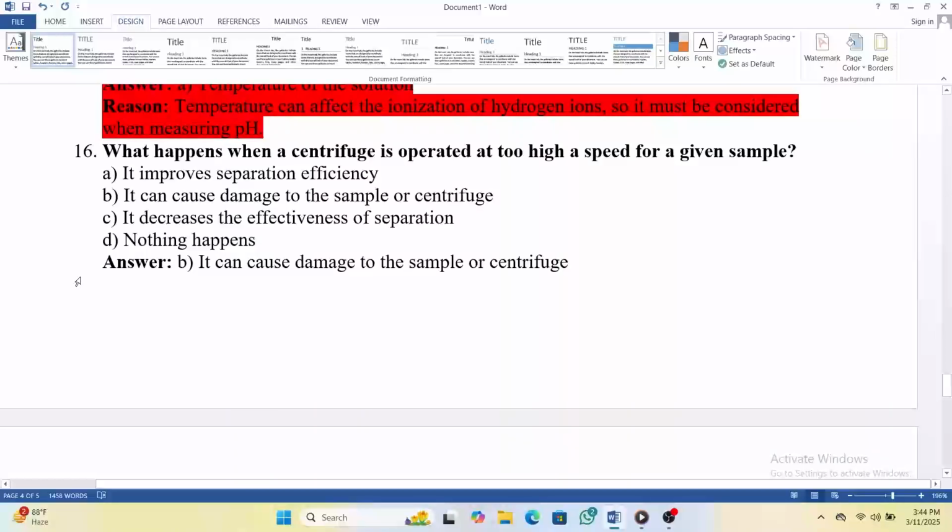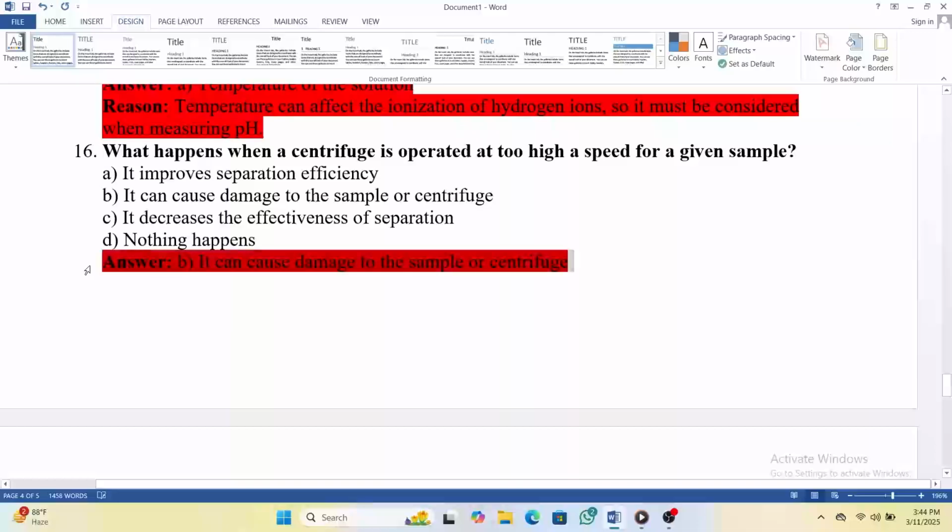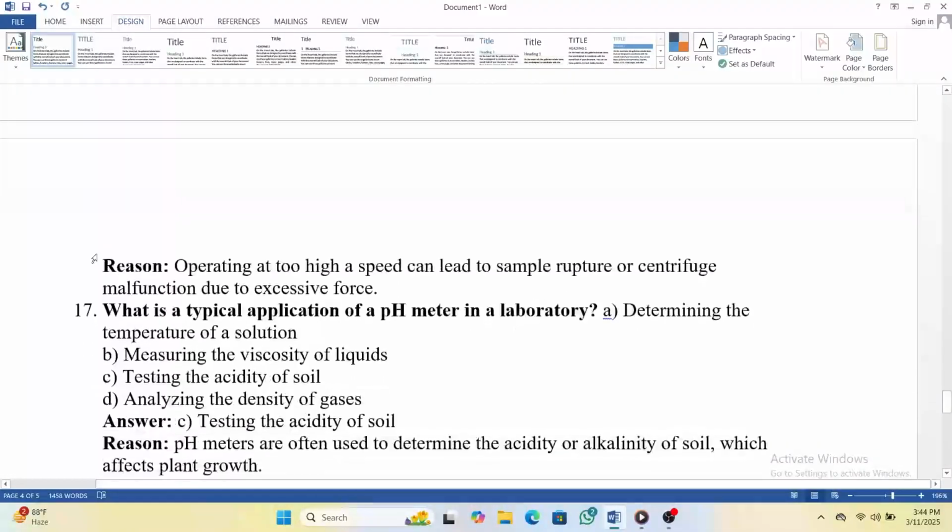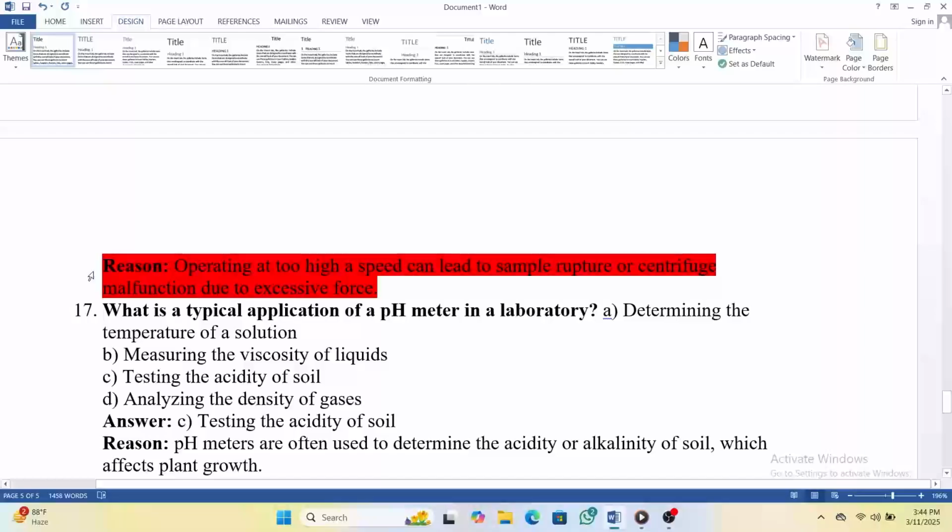16. What happens when a centrifuge is operated at too high a speed for a given sample? A. It improves separation efficiency. B. It can cause damage to the sample or centrifuge. C. It decreases the effectiveness of separation. D. Nothing happens. Answer: B. It can cause damage to the sample or centrifuge. Reason: operating at too high a speed can lead to sample rupture or centrifuge malfunction due to excessive force.